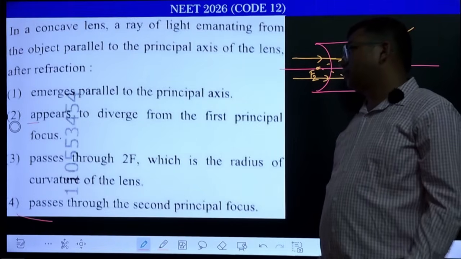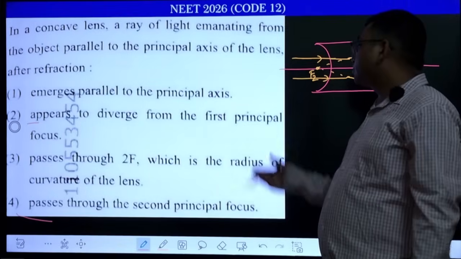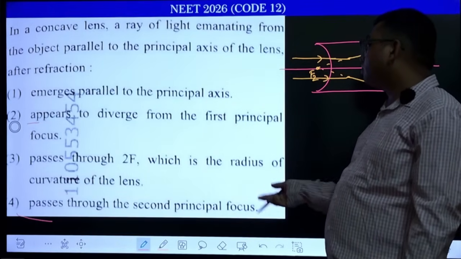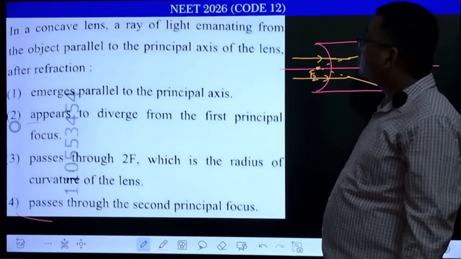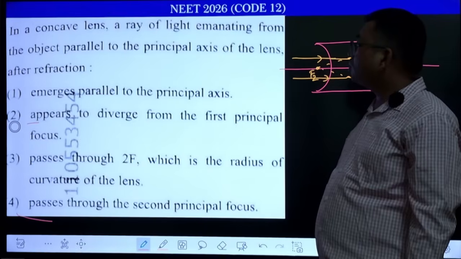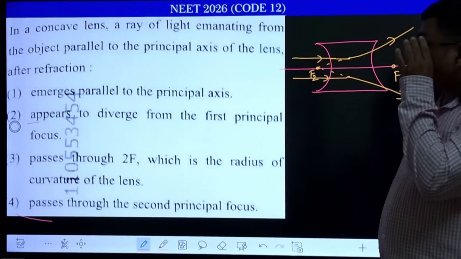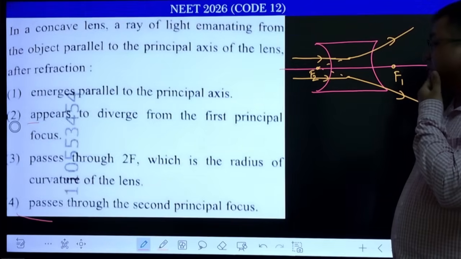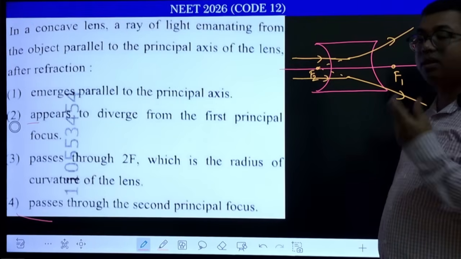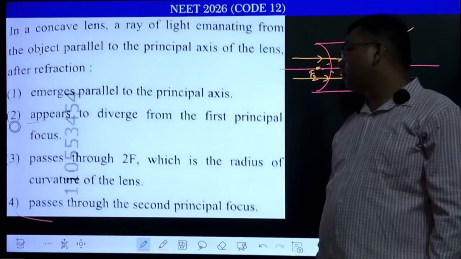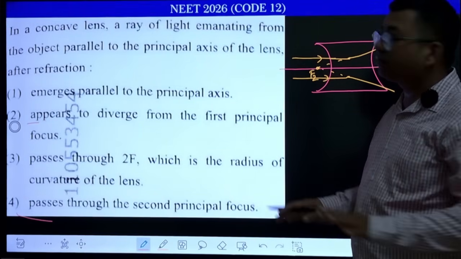Okay, definitely there will be a confusion here, because neither can the student choose this nor can the student choose that, and we have to choose the correct option only, right? Concave lens it is. Second principal focus is this only, F2, right? Appears to diverge from the first principal focus, that is wrong. Passes through the second principal focus. Both are not completely correct, because passes through means appears to pass, they have to write. There will be confusion, we are leaving this.